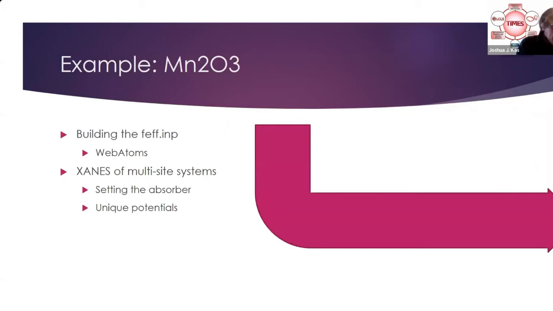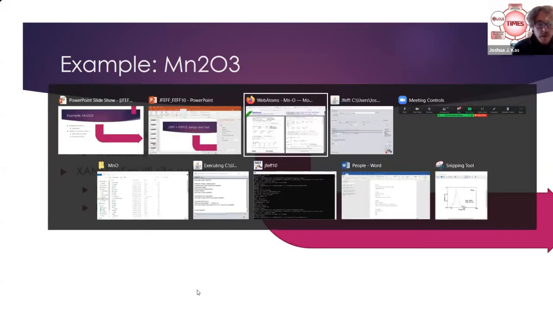So we could also do a slightly more complicated example, which would be manganese Mn2O3, where it's not really any harder to build a FEFF input file, and we'll do that. But it is a little bit more difficult to deal with calculating the XANES of the entire system because there are multiple unique manganese sites in this system. And there are also multiple unique oxygen sites. And so how do we deal with that within web atoms?